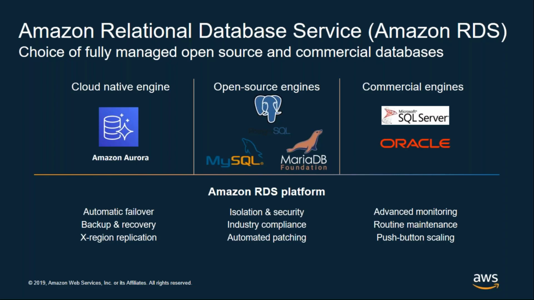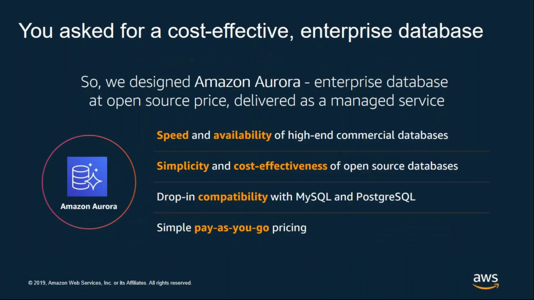So now, why did we create Amazon Aurora? The simple answer is because our customers told us they wanted it. What customers asked for was a cost-effective enterprise-grade database at the price of open source alternatives, and we delivered it to you as a managed service. So Amazon Aurora gives you the speed and availability of high-end commercial databases. We also give you the simplicity and cost-effectiveness of open source databases, and it's plug-in compatible with MySQL and PostgreSQL, and it's a simple pay-as-you-go pricing, so you don't need to manage any infrastructure on your own.